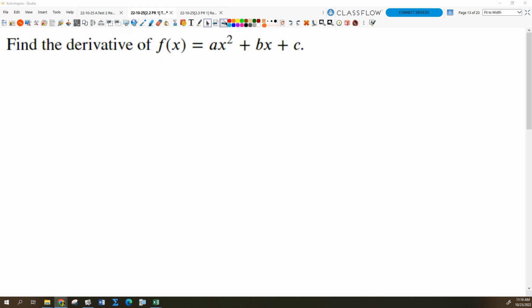Okay, how about this one? Find the derivative of f of x equals ax squared plus bx plus c. What are a, b, and c presumably here? What's kind of implied by this? They're constants, yeah.